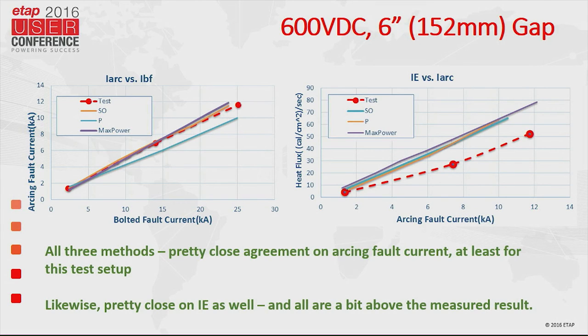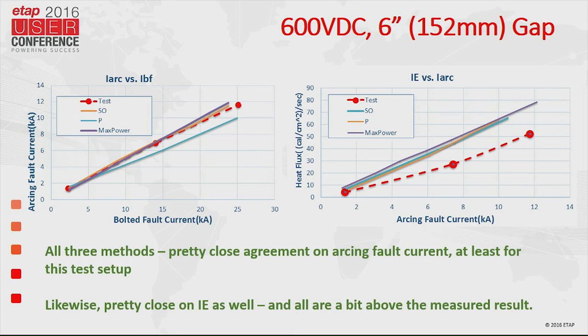What have we got? This test data was actually from a presentation put together by Kinetrix, the test lab, who had done some testing on DC arcs at some point. First results for a 600 volt DC system, 6-inch bus gap on the left. There's our arcing versus bolted fault current.